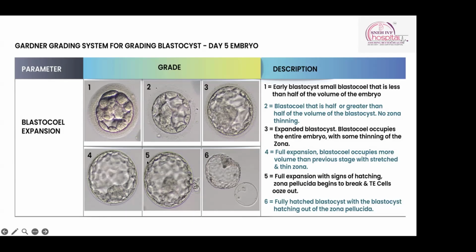See, in the third and fourth, we can see there is a difference in the zona. In the fourth and fifth, the zona is thinner than in the third one. In the fifth, we have a little protrusion of the blastocyst, which has started to come out. And the sixth one is a completely hatched blastocyst. So these are the gradings we use for blastocyst expansion. When we say 4AA, the 4 we are talking about is the blastocyst expansion.